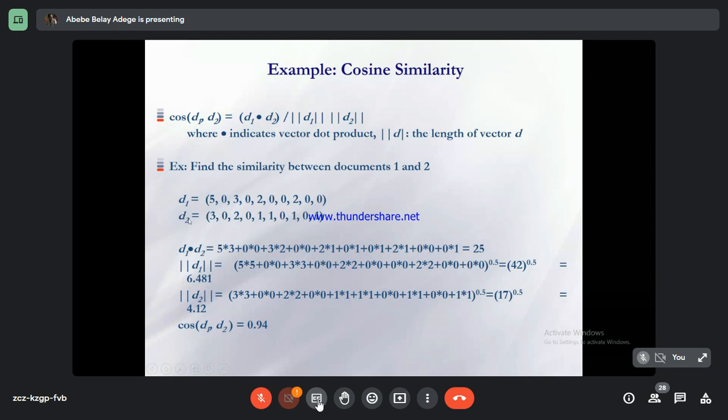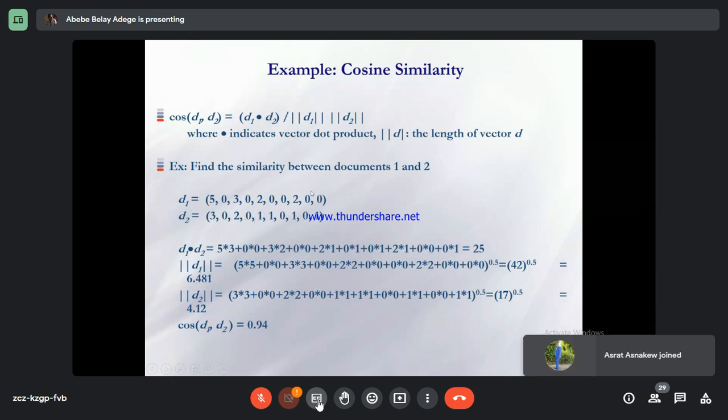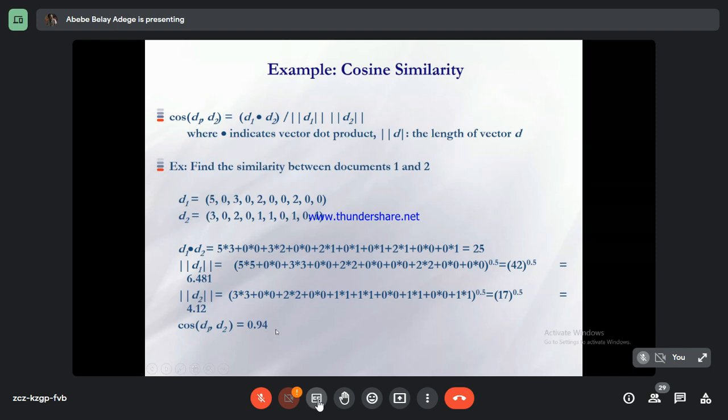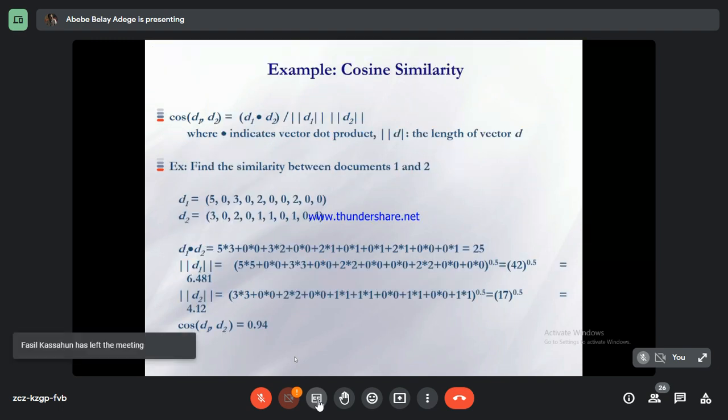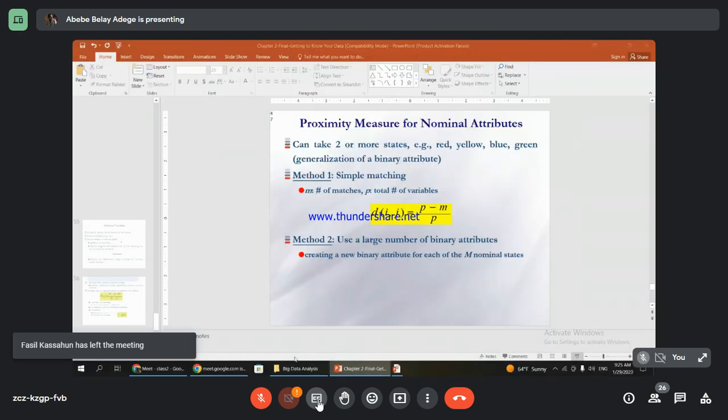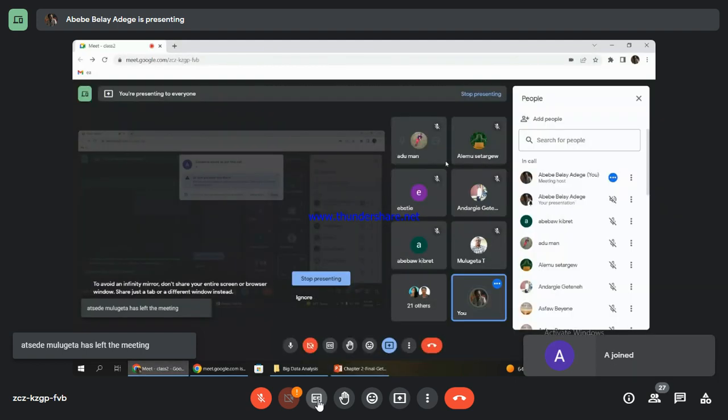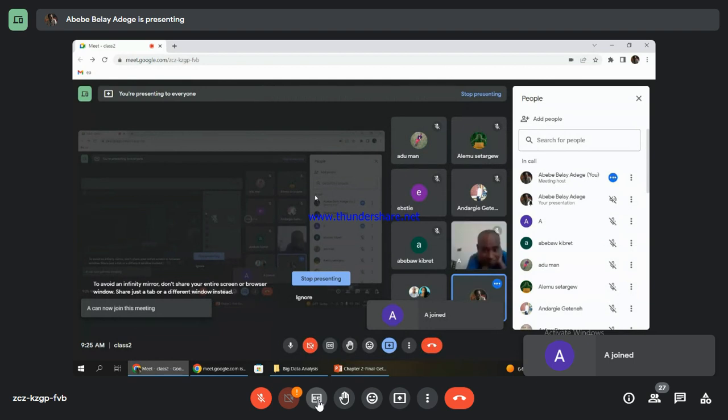For example, if you have D1 and D2, the similarity of D1 and D2 can be computed, and the similarity can be 0.94. Why? Because the similarity is usually from 0 to 1. And here, as a summary, you have nominal data, binary data, ordinal data, interval scales, ratio scales, and more. And we have seen how data are represented in graphs, or how we can visualize data for different people. And we have seen also how the similarity of data or two different variables is measured, and so on. We have seen this in the second chapter.